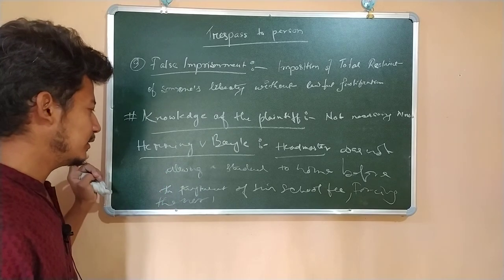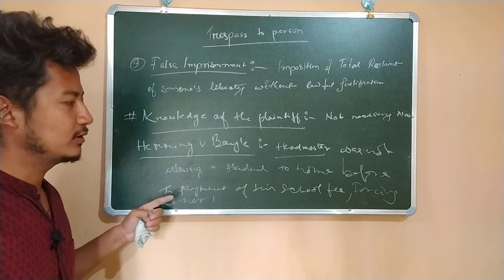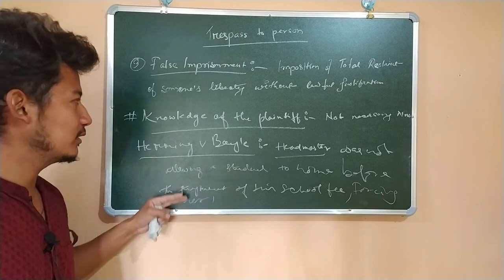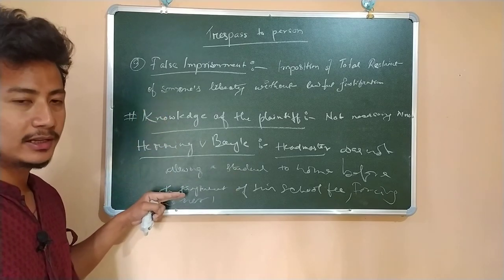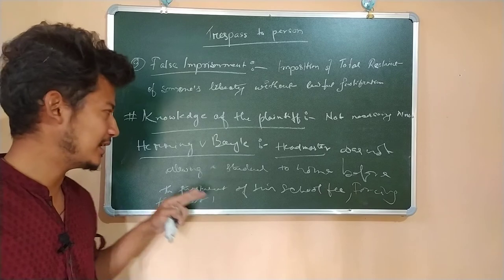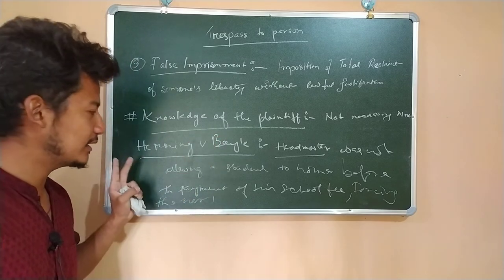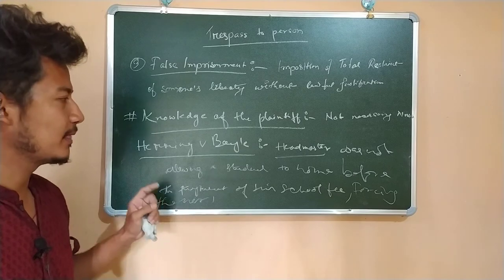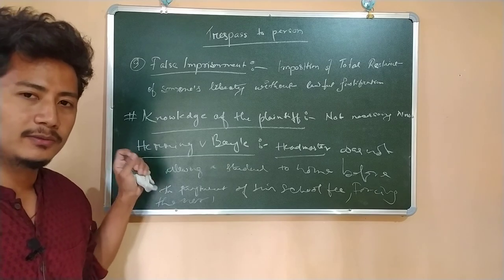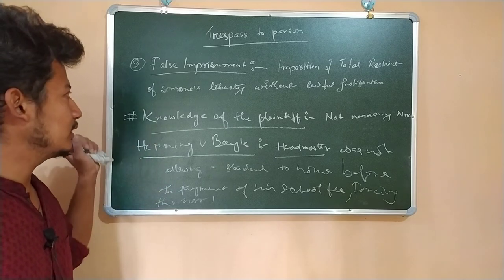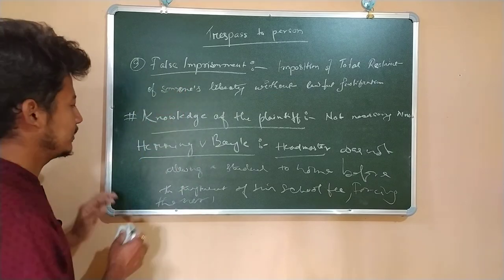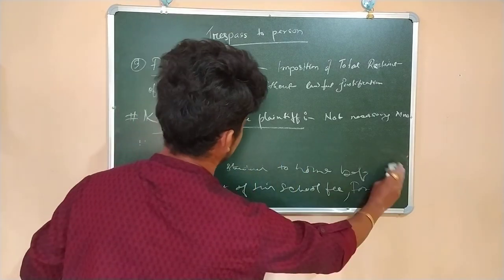When the child got to know about the things that had happened to him without his knowledge, he filed a suit against the headmaster for false imprisonment. But the court held that since the child had no knowledge about the wrongful restraint, he was not allowed any compensation. So it was the prior rule that the knowledge of the plaintiff is necessary to constitute false imprisonment, but now the situation has changed.